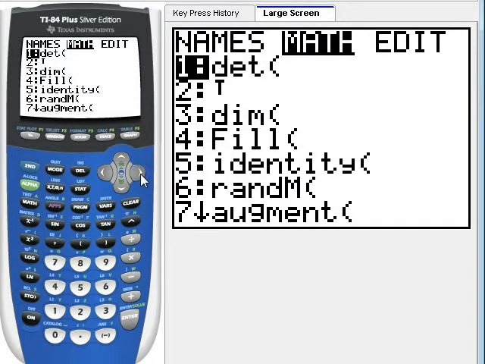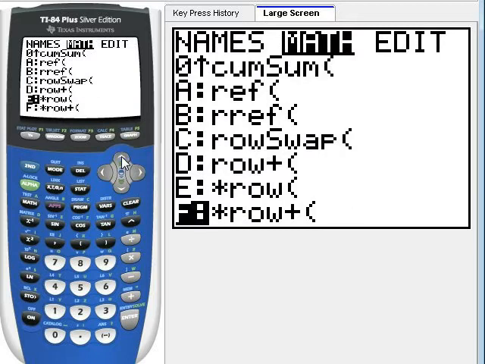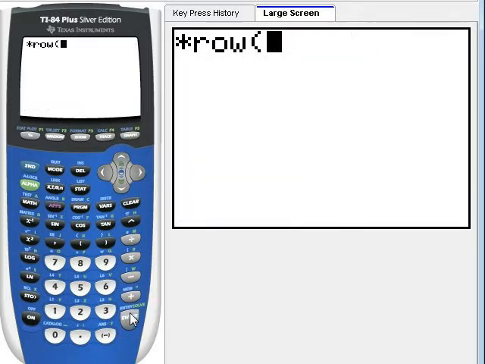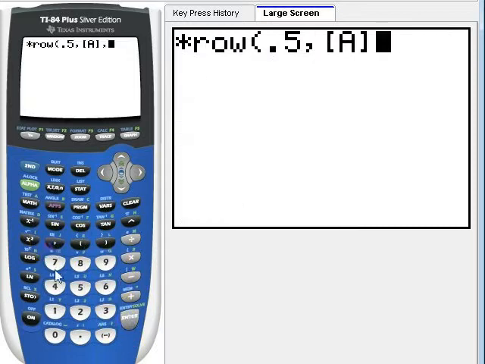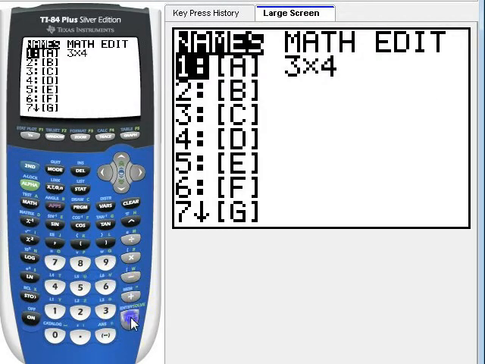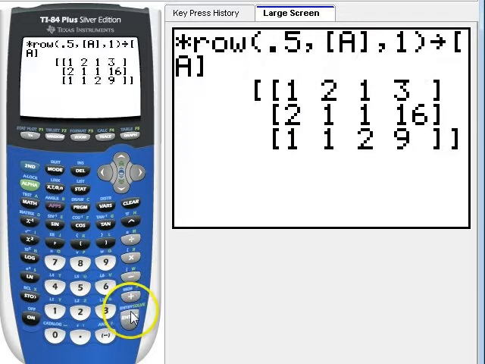So I'm going to do 5 row operations, and the first row operation for practice is to multiply row 1 by a half. So 0.5, matrix A, multiplying that by row 1. Store the answer in matrix A, and I've got one of my 5 things done.